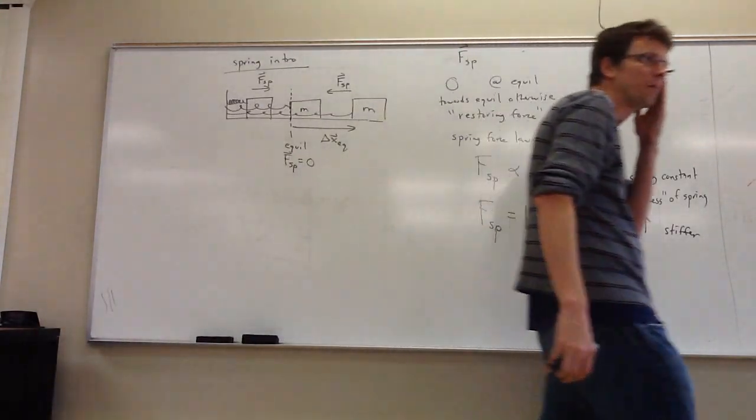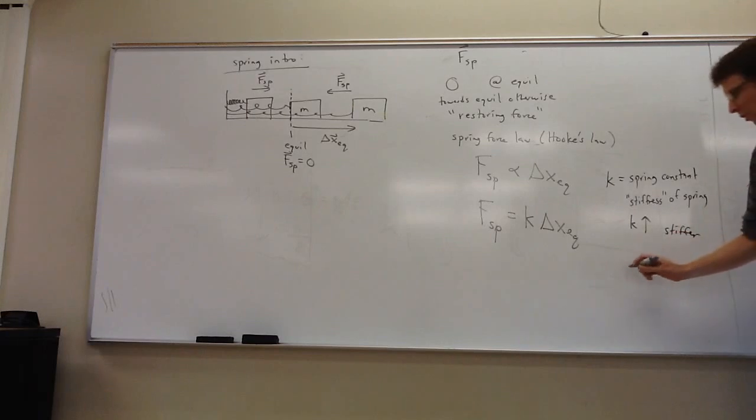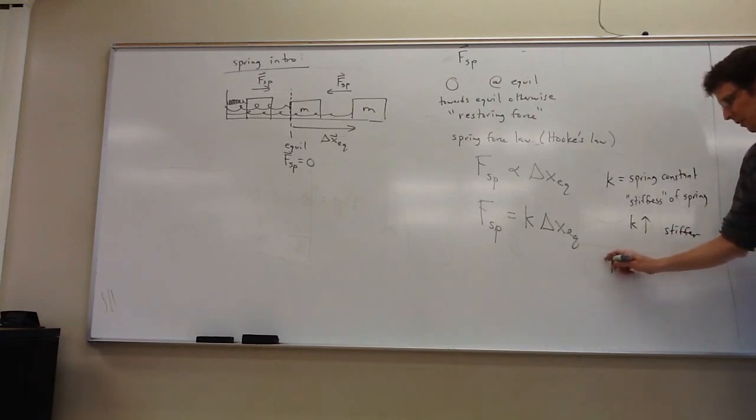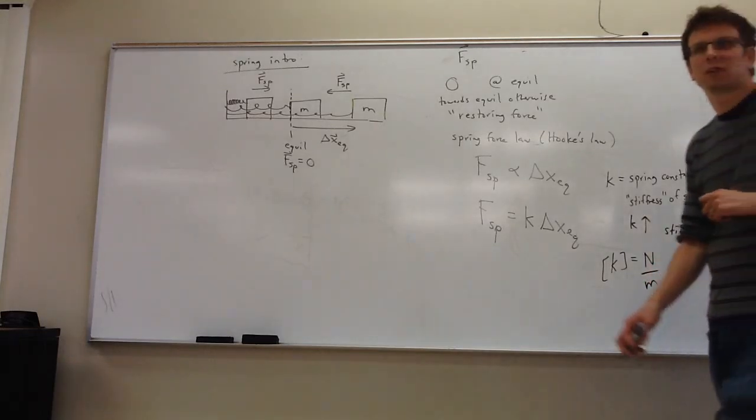So, let's talk about this equation. First of all, if you solve for the units of the spring constant, what's the unit of force? Newtons. And then what do we have to do to get the spring constant? Divide by meters. So the units of spring constant are newtons per meter.